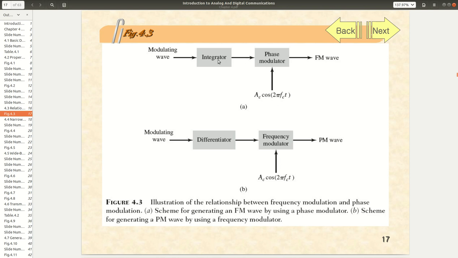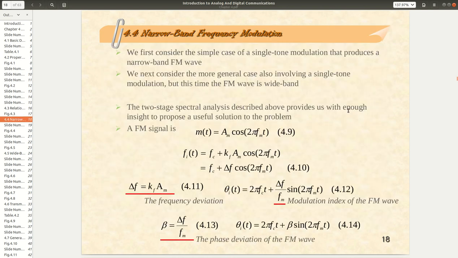You can send the signal to a phase modulator to get PM, but if you input your signal to an integrator, you take the integration of the signal, then you can go to a phase modulator and get FM. Of course, we will see later what is inside here. So this is the relation between both of them.